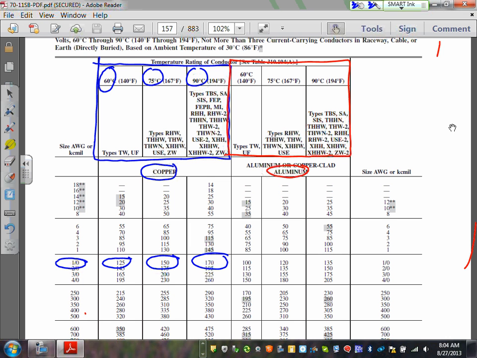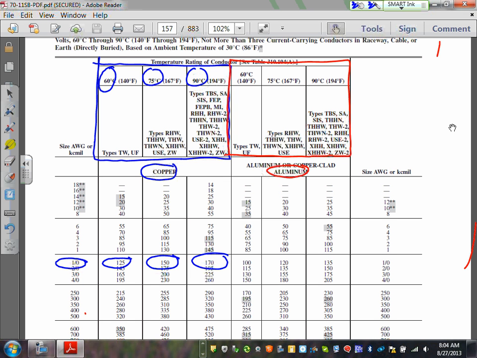Can't see that. 170. Can you guys see that, Kevin? I have one hot conductor. That conductor can carry 125, 150 or 170. So, Matt, are you confused? I used to be confused when I was in your shoes. Which one am I going to be using?